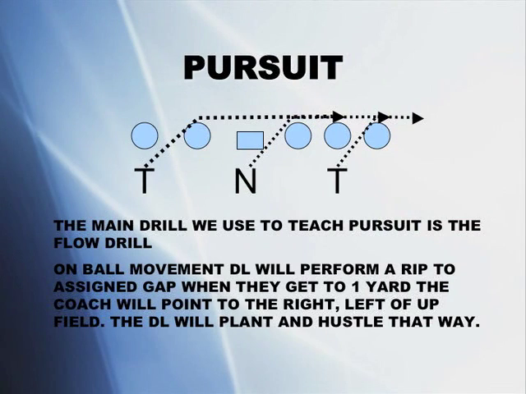So we incorporate them into everything we do, into inside, into team, into skelly, into everything. Punt block, punt rush. We incorporate pursuit drills into it. And we expect and we demand 11 people to the ball. But the main drill we use for the defensive line to teach pursuit is the flow drill. On ball movement, the defensive line will perform a rip to assign gap. When they get 1 yard up the field, the coach will point one of 4 ways.